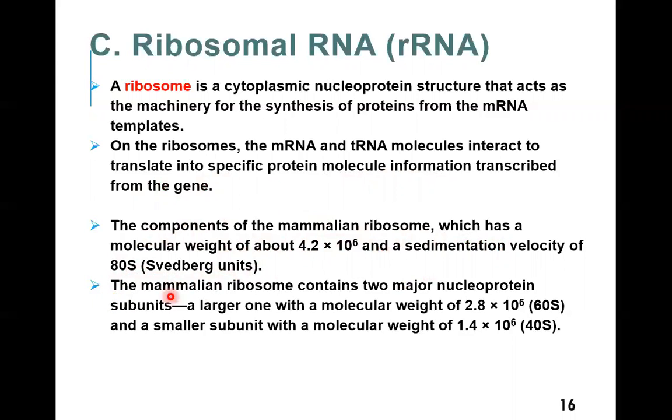So the mammalian ribosome contains two major nucleoprotein parts, which we call subunits, the large subunit and the small subunit. The large subunit has a molecular weight of 2.8 x 10^6, 60 S, and the small subunit a molecular weight of 1.4 x 10^6, 40 S. So we have two subunits, the large one 60 S and the small one 40 S.